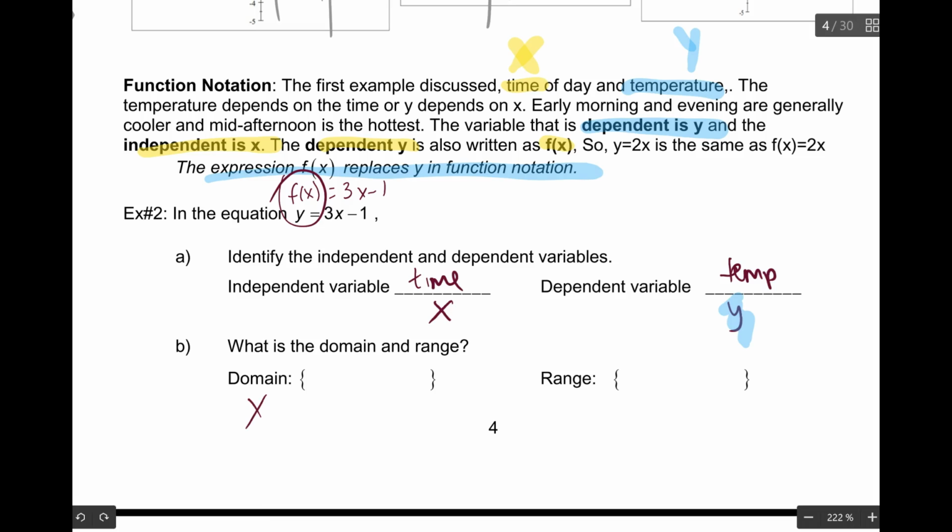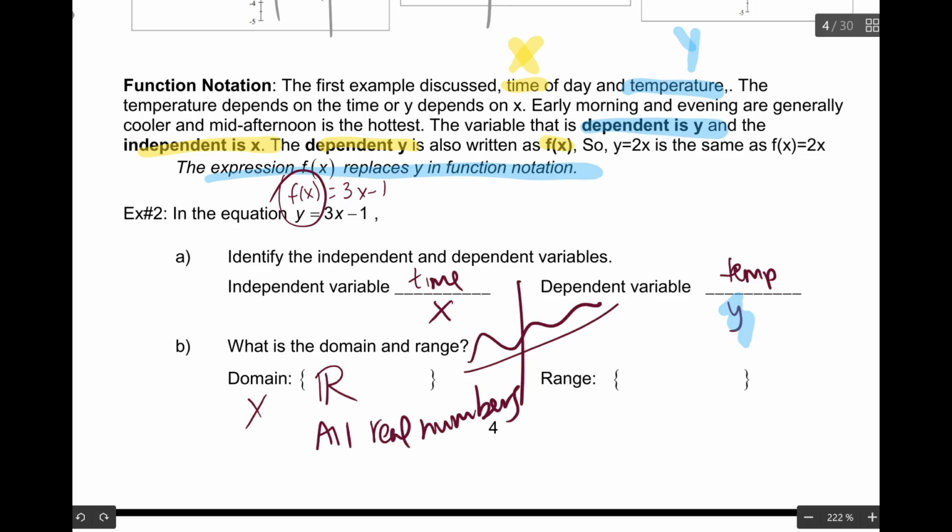What numbers can I plug in for x? Well, I can say all real numbers. That's what that R means, all real numbers, because notice we have a function, and if I were to graph it, I could keep my pen down. I wouldn't have to pick up my pencil. There's all my numbers. Actually, it's going to look like that. That's what it looks like.